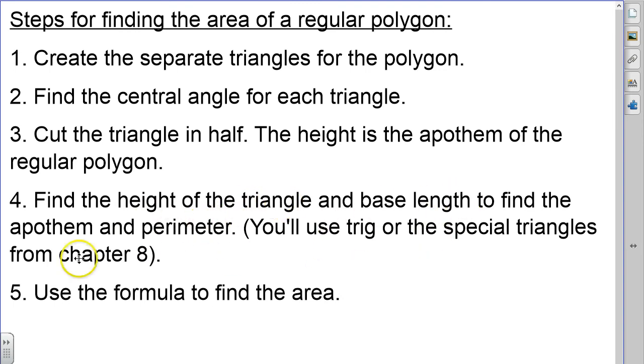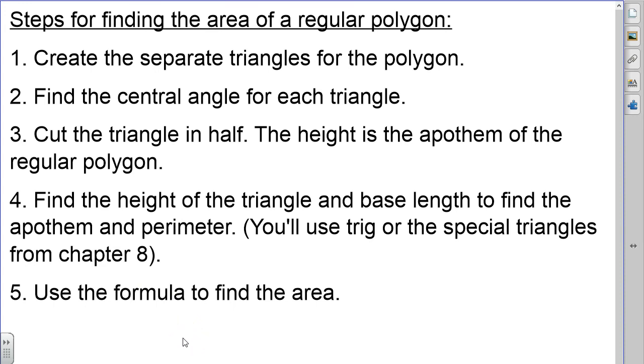And again, this is going to be 90% of the work. This stuff up here is just mechanical. Do this and you're done. And then plug it into the formula to find the area of the regular polygon. So again, if you don't have it, just pause it, get all these steps down, and then go on.